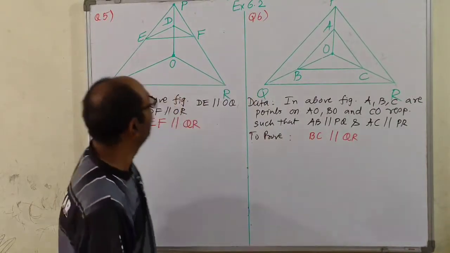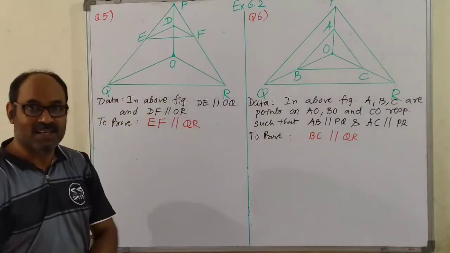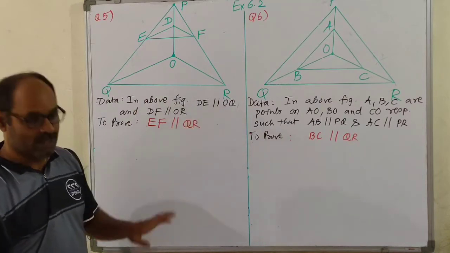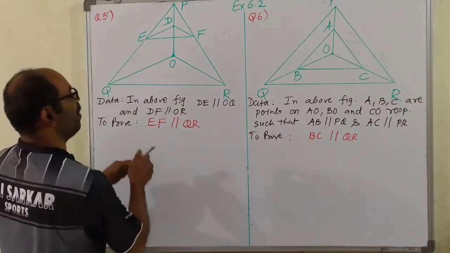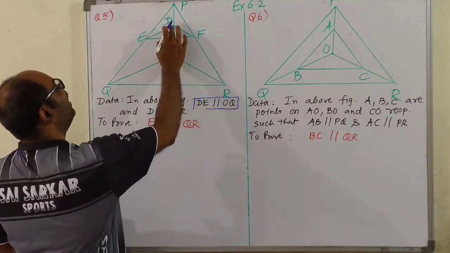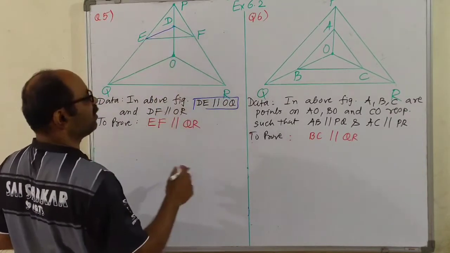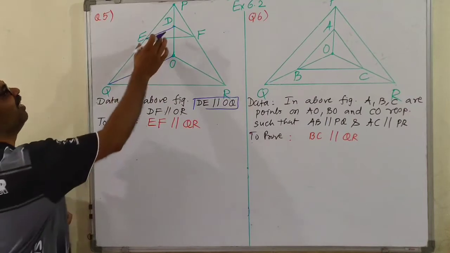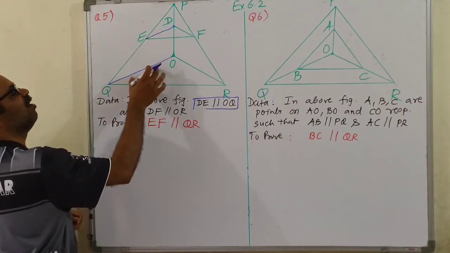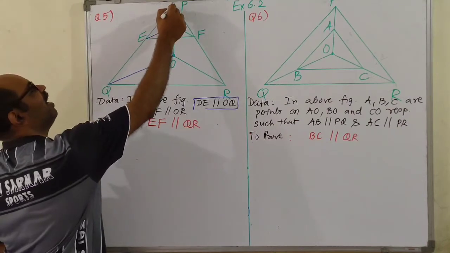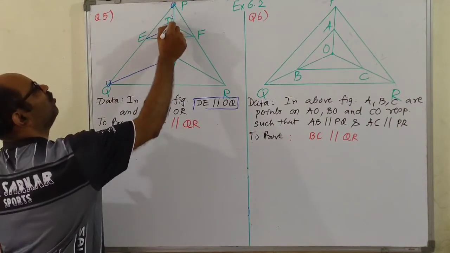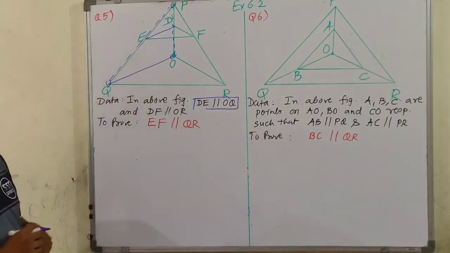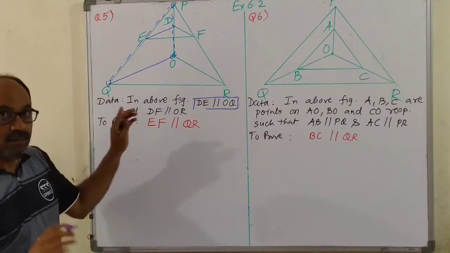Okay. Well, question number 5 from exercise 6.2. What is given? In the above figure, DE is parallel to OQ. Let me use blue pen for that. DE, this one is parallel to OQ. Hey children, this one is parallel to this. So this is a side of triangle. Which triangle? POQ, that triangle. So I can pick up what I want. बाद में देखते हैं उसको.